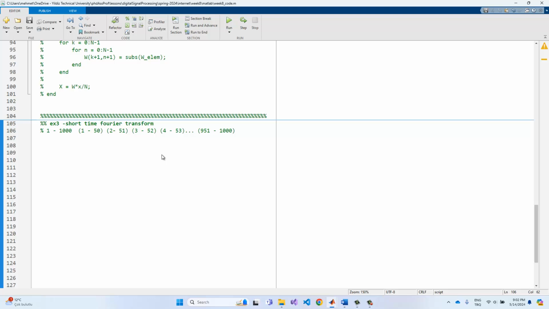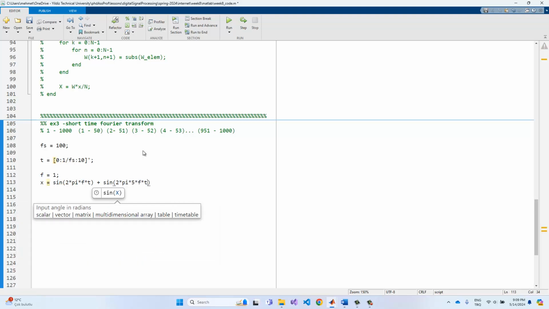Okay, these are the basic algorithm for utilization of our discrete Fourier transformation. But how can we do that? We need to give some basic pattern for this algorithm in here. This window must also be created in here, just like this one. So as always, we do fs = 100 and t = 0 to 10 with step 1 divided by fs, and x = sin(2 pi f t) + sin(2 pi 5 f t), with f equal to 1.